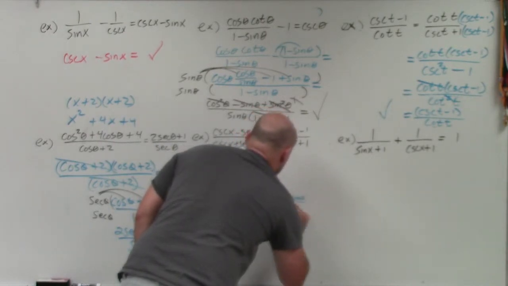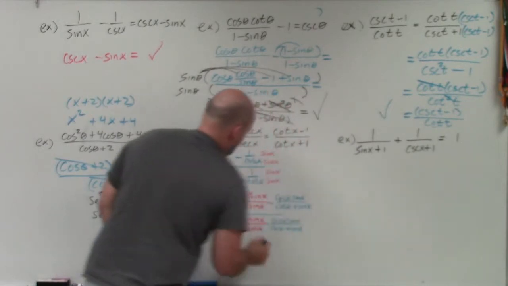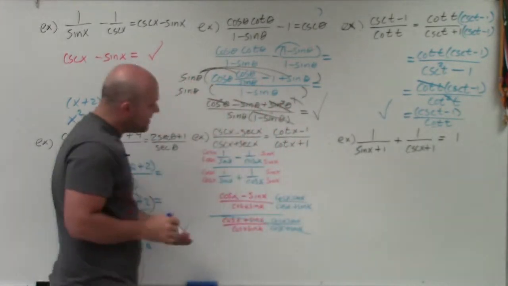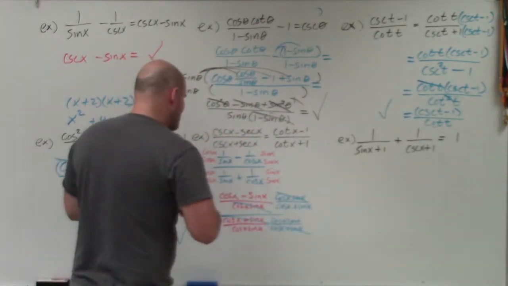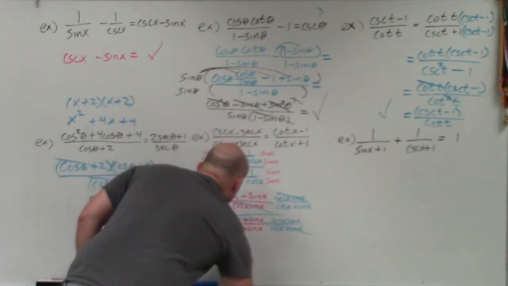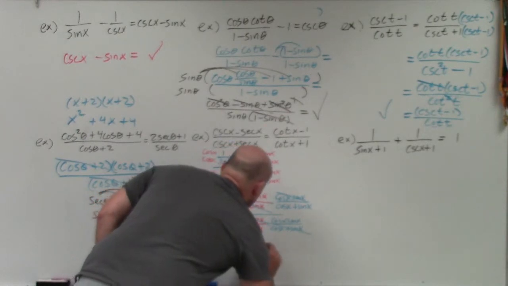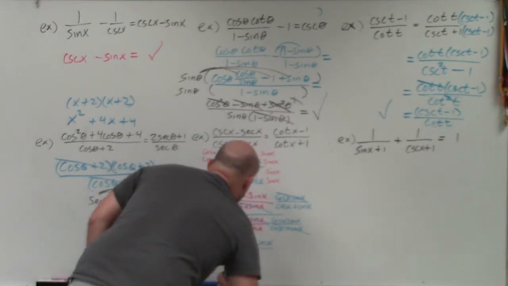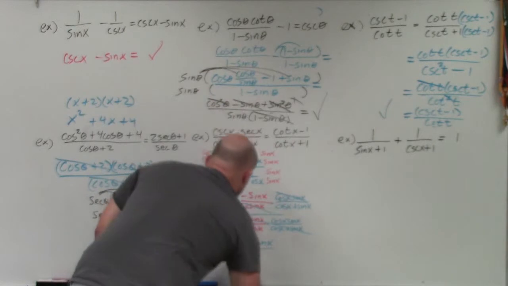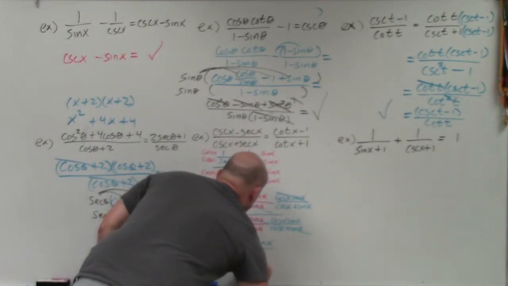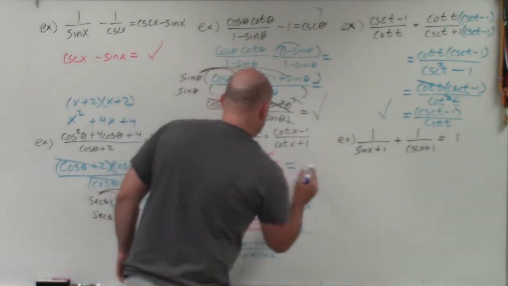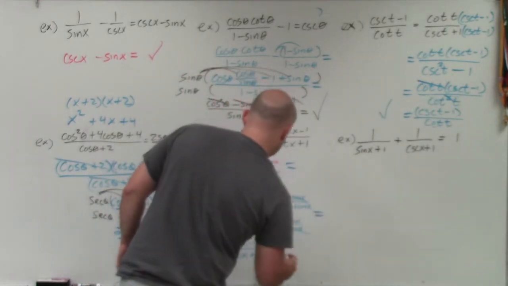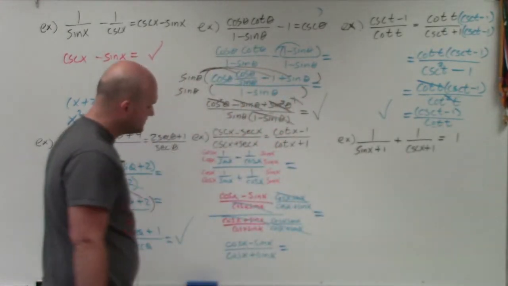And by doing that, what I notice is that goes to 1. And then what I notice is now these also divide out. And then I'm left with cosine of x minus sine of x divided by cosine of x plus sine of x. Man, I'm getting really bad at keeping my equal signs there.